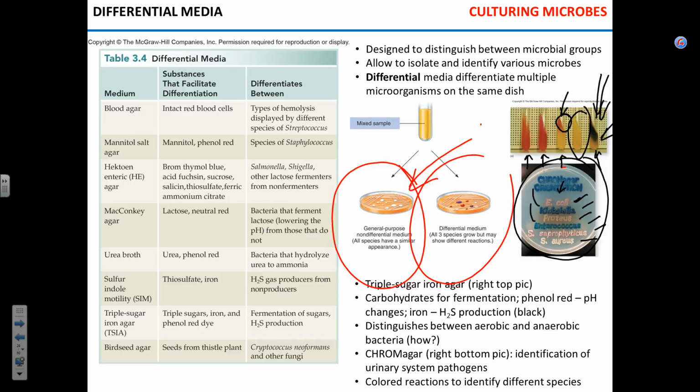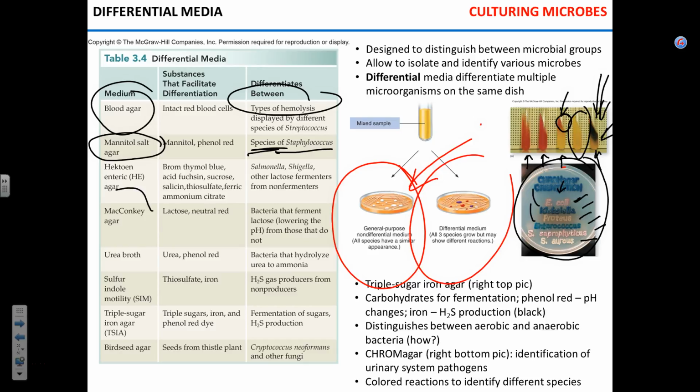We're going to talk about differential media. I'm going to say a few words about some of them and we'll take a break. These are examples of differential media. The blood agar, okay? That's a classic differential. It supports growth of pretty much everything, but it allows you to differentiate hemolytic versus non-hemolytic. Mannitol salt, we just saw it. It's selective, and at the same time it's differential. So it selects for staph and allows you to differentiate the species of staphylococci.